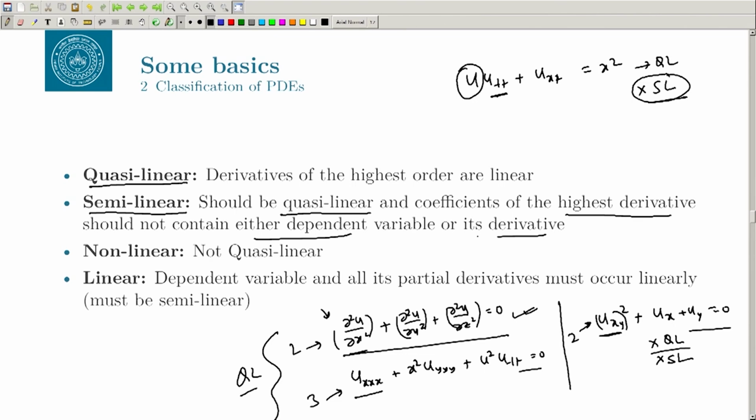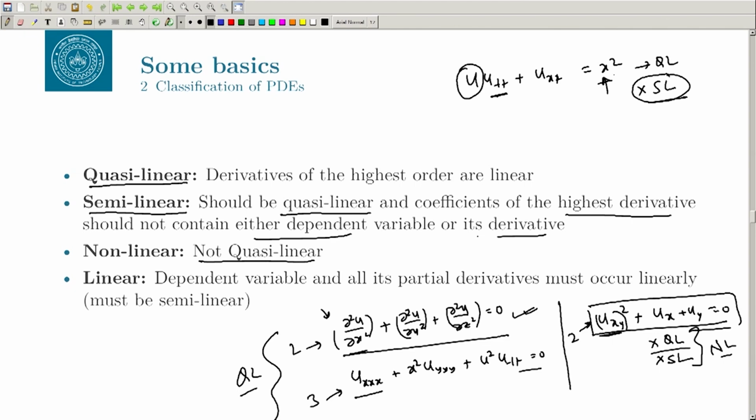And if it is not quasi linear, then it has to be non-linear. I will give you just one example. This equation that you see is a non-linear equation. And for another classification that I can talk about, this is a non-homogeneous equation, because there is an x square coming on the right side.